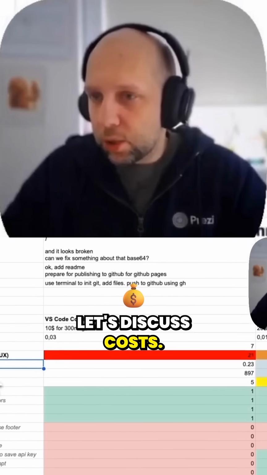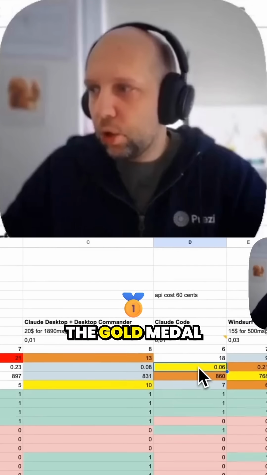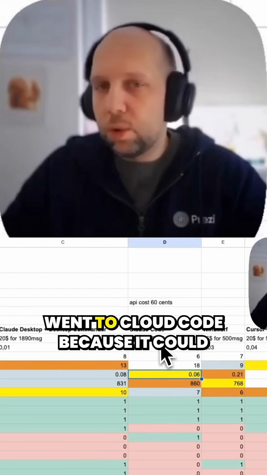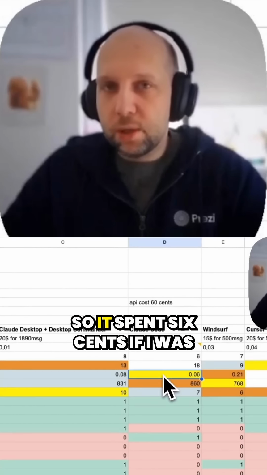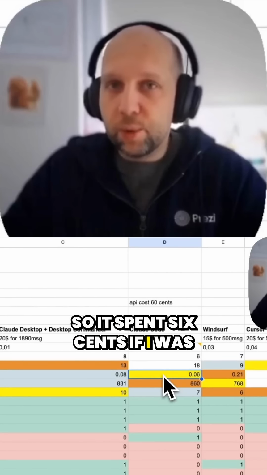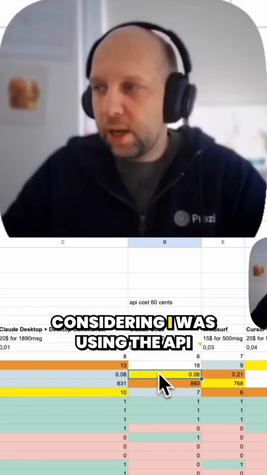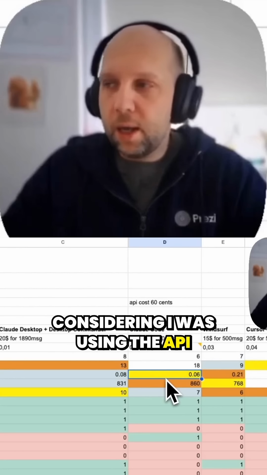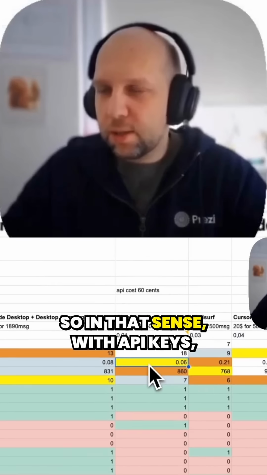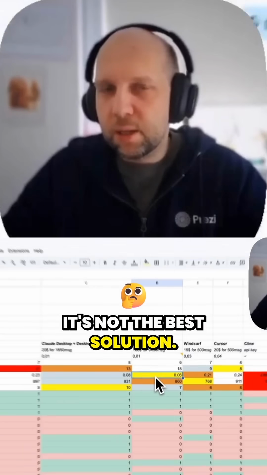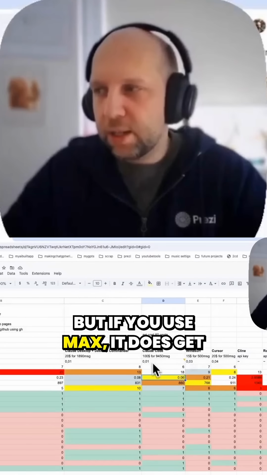Let's discuss costs. The gold medal went to Claude Code because it could do it in 6 messages and they cost 1 cent each. So it spent 6 cents if I was using the Max subscription. Considering I was using the API keys, it cost 60 cents. So in that sense, with API keys, it's not the best solution, but if you use Max, it does get gold.